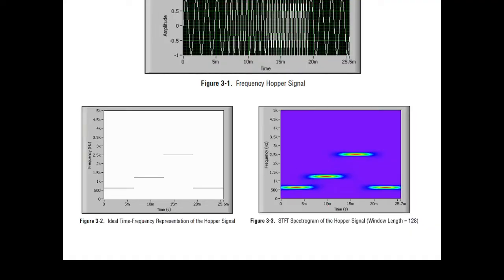Now again, if you see the STFT spectrogram of a hopper signal, this is the idealistic spectrogram, and this is your general spectrogram. If we are using a window length of 128, there is a somewhat spread. There should be a sharp transition over here, but there is no sharp transition. There are some overlaps over here.